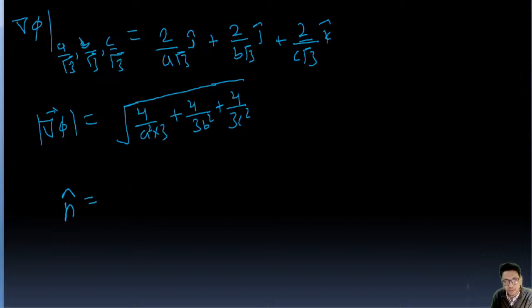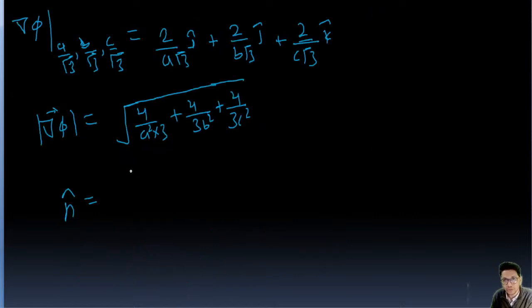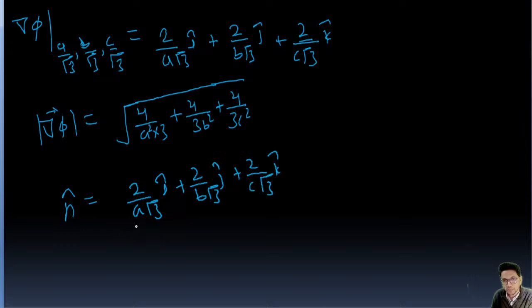That is from equation 1. This is equation 1, okay. We'll put the value here. Gradient of phi at this point is 2 upon a root 3 i cap plus 2 upon b root 3 j cap plus 2 upon c root 3 k cap, upon mod of gradient phi, okay.